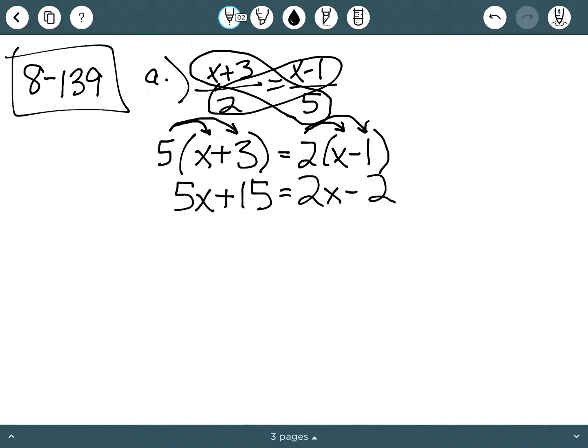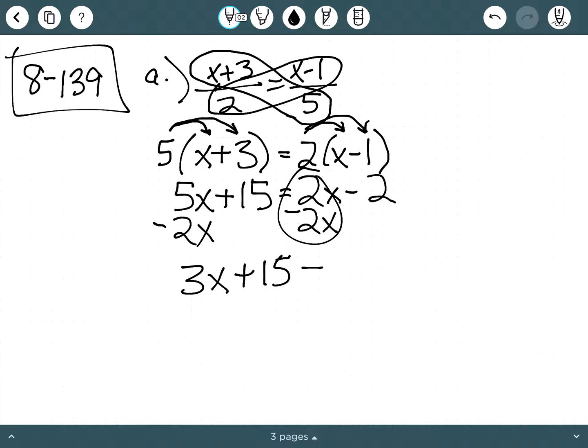What I would do from here is subtract 2x from this side, which gives me a 0 pair. And I know if I subtract 2x from this side, I need to do it from this side also. So I am left with a 3x plus 15 equals negative 2.